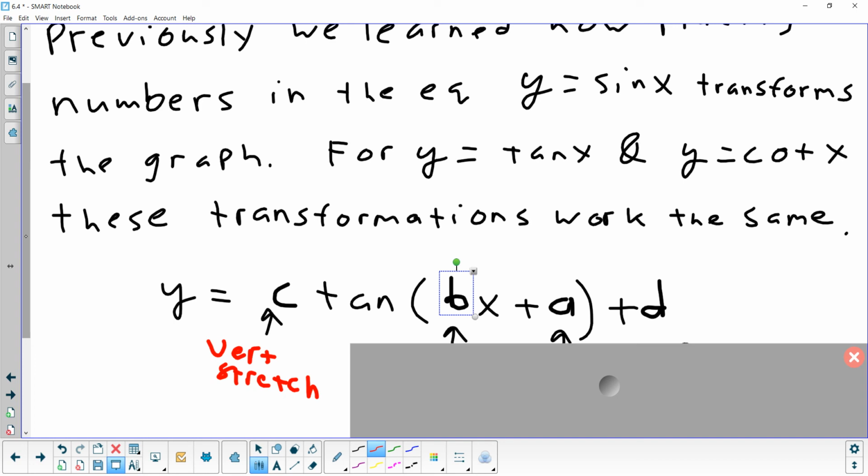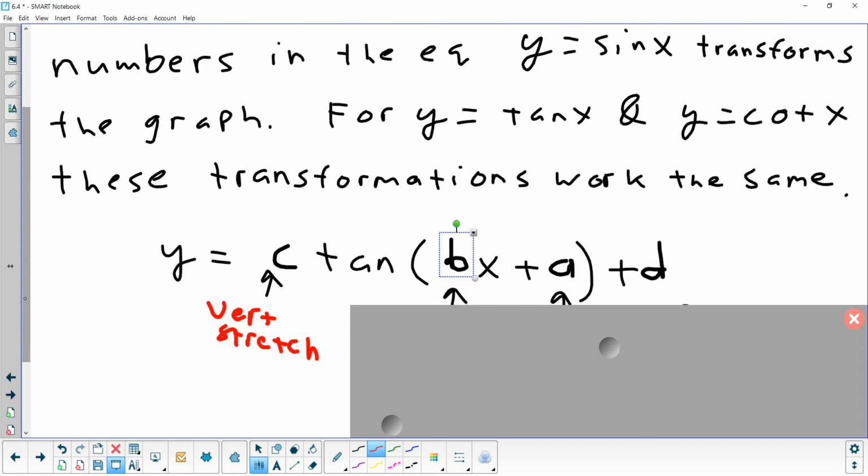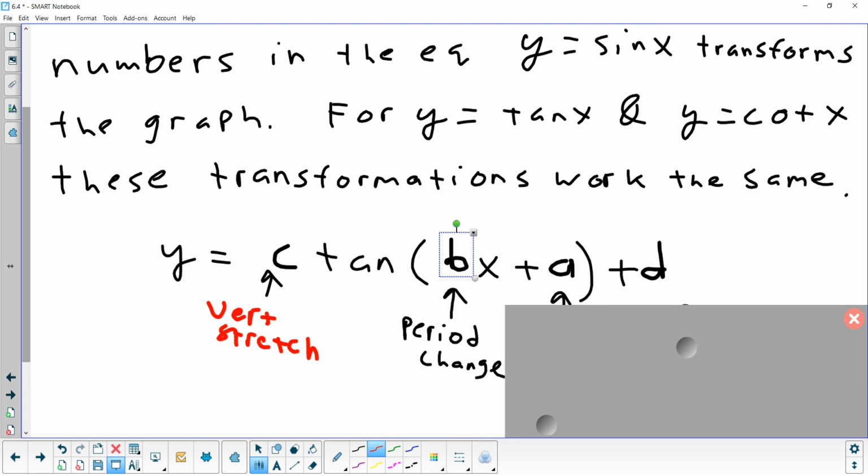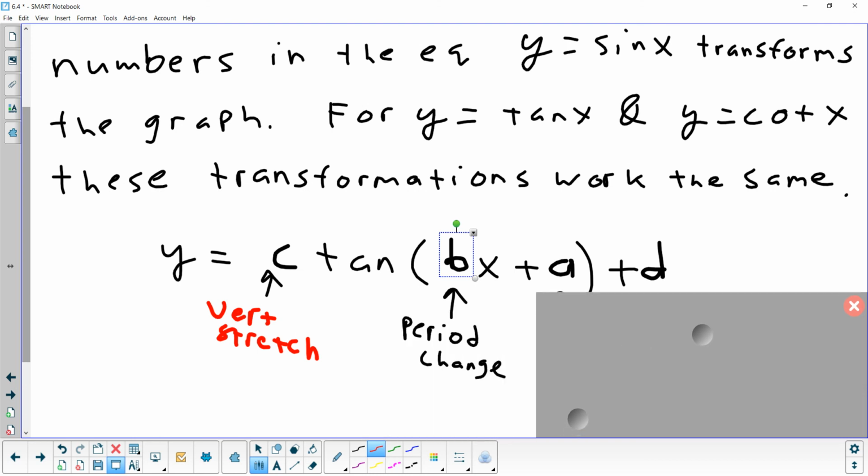What type of transformation is that? It's multiplication like C, but now it's on the inside. Yeah? Horizontal shrink or stretch. Yep, that's your horizontal shrink or stretch, which with trig we call a period change. Again, that's your horizontal stretch. Or if you technically stretch something by a half, it's really a shrink. So that's B. How about A?